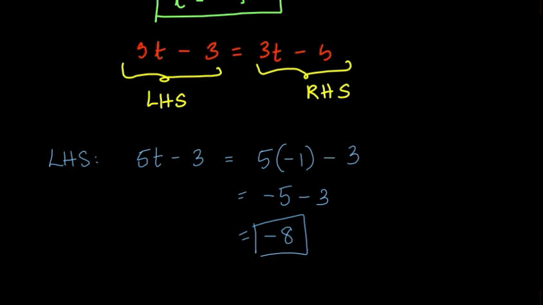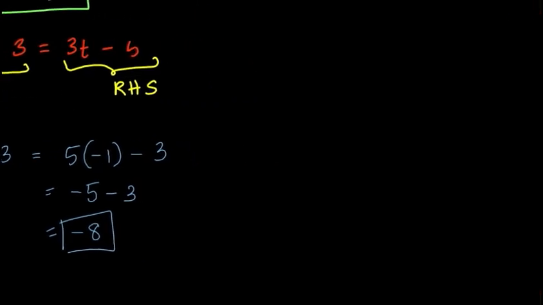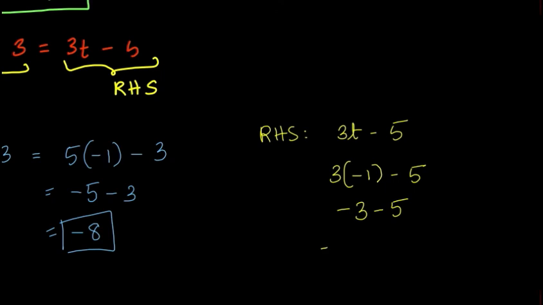Now let's consider the right hand side of the equation. 3t minus 5, substituting the value of t as minus 1, 3 multiplied by minus 1 gives you minus 3 minus 5. Minus 3 minus 5 gives you minus 8.